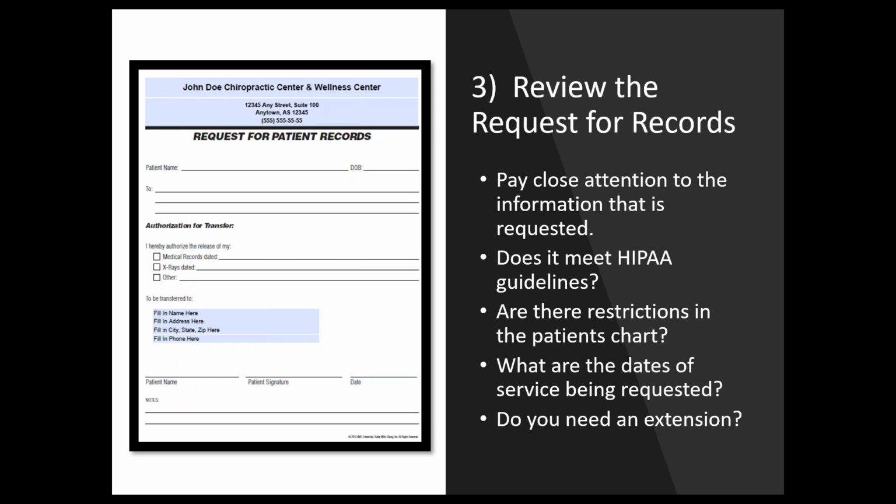Make sure that the patient has not signed one of your protected health information restrictions and said you can never share XYZ with the insurance. And keep in mind, if that were the case, you probably were not billing them. So this would be a little more unusual. And really, what are the dates of service?